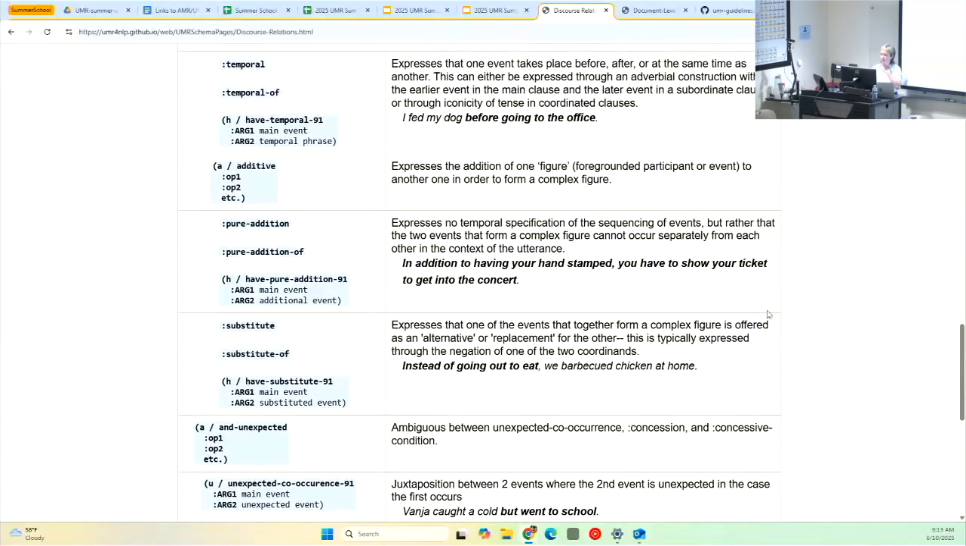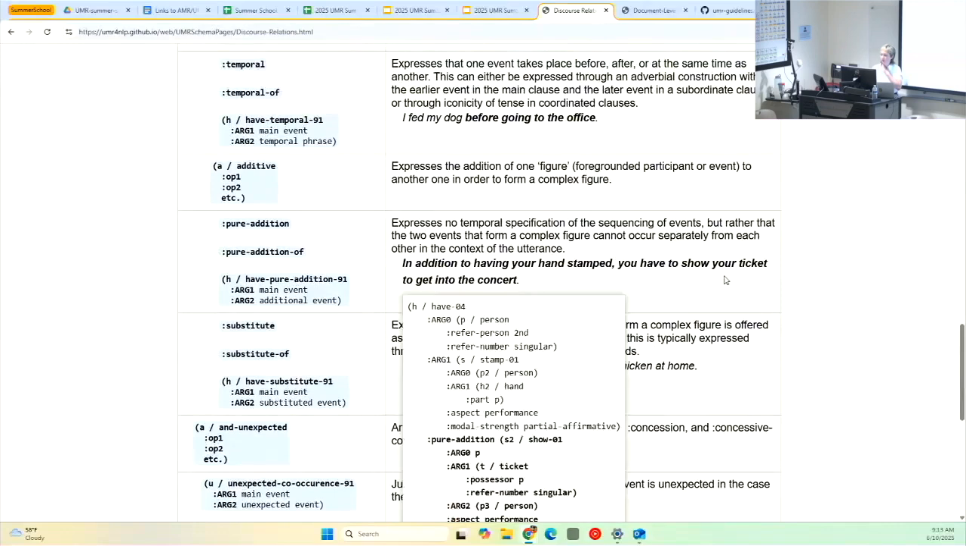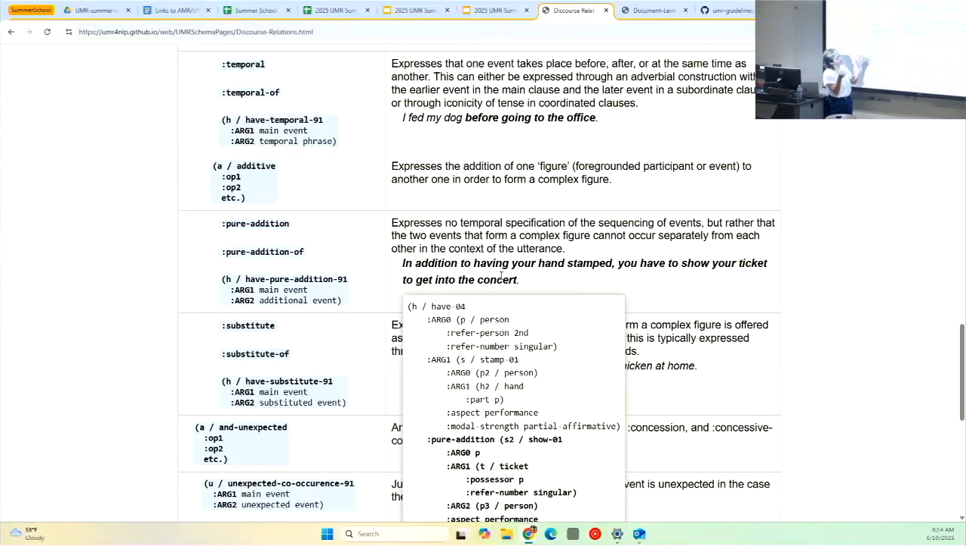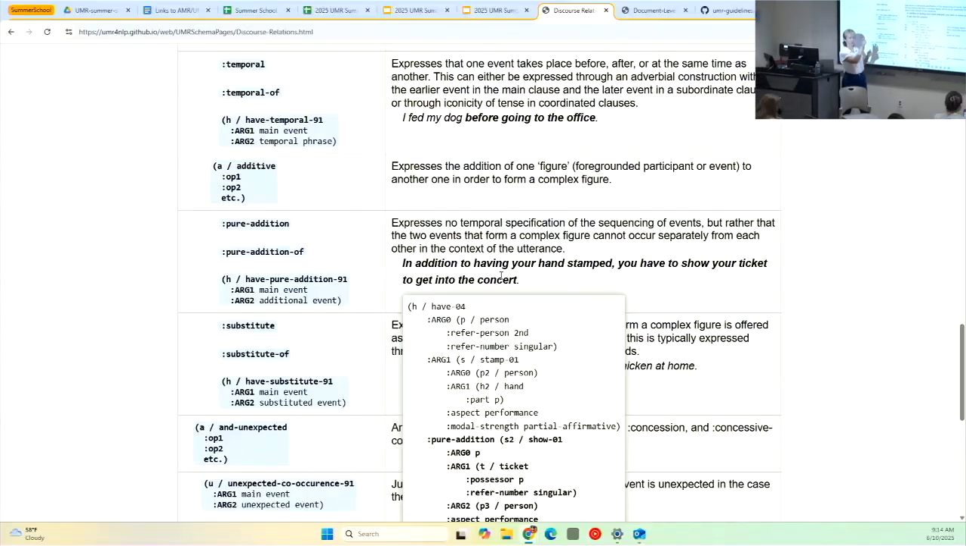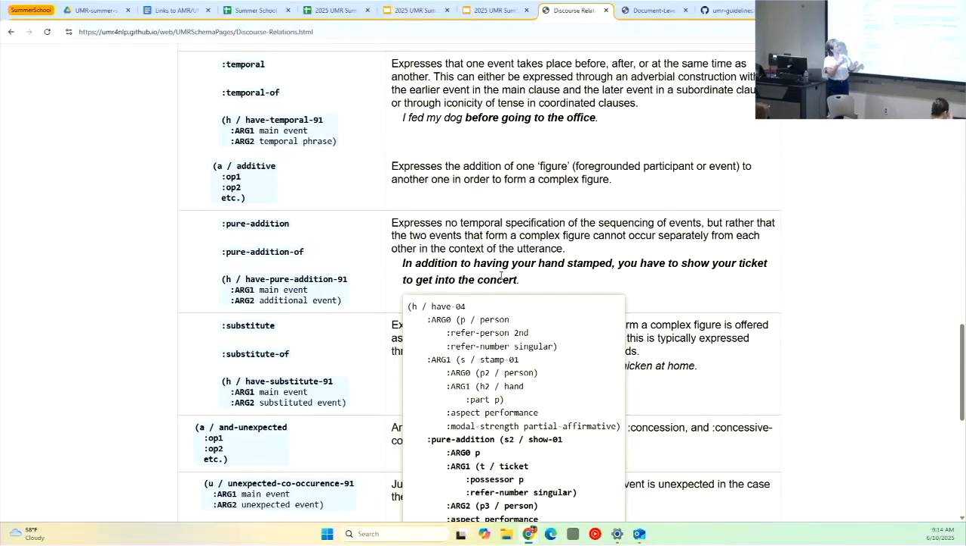I guess we can just look at some of these examples. Here's an interesting one: the pure addition relation. There's no temporal specification, no difference temporally between the two events, but they're occurring as a complex figure together. You have to have both of them together. If they're ordered temporally, you can use a consecutive concept. But if they're not ordered temporally, then you can use this pure addition rule. There are a couple different ways to do it.